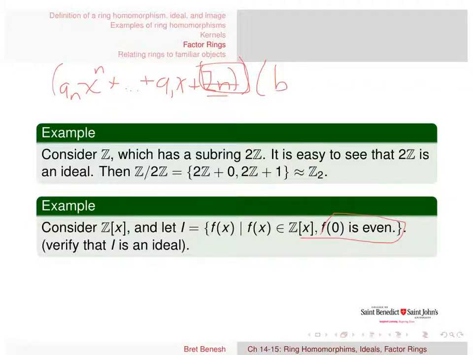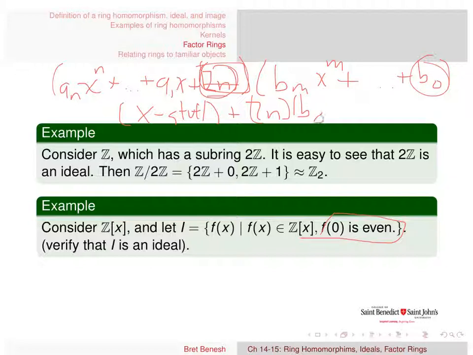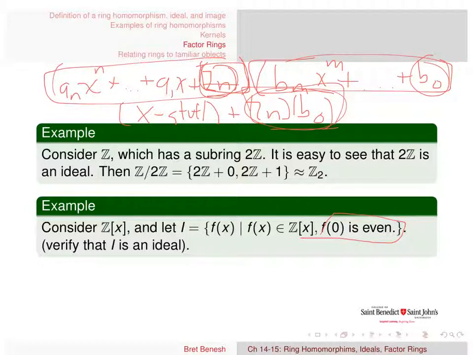If I multiply this by any other polynomial, what's going to happen when I multiply it out? Well, I'm going to get a whole bunch of stuff that has an x in it, and I'm going to get the constant term, which is going to be 2n times b naught. But notice that this thing's going to be even. So we have the absorption property. If I take anything in the ideal, multiply it by any other polynomial, whether it's in the ideal or not, the result is going to have an even constant term. So that means that we're back in the ideal. So we have the absorption property.